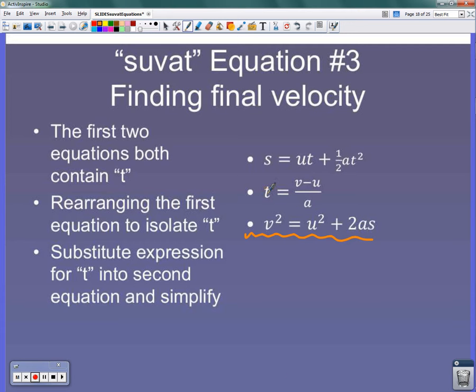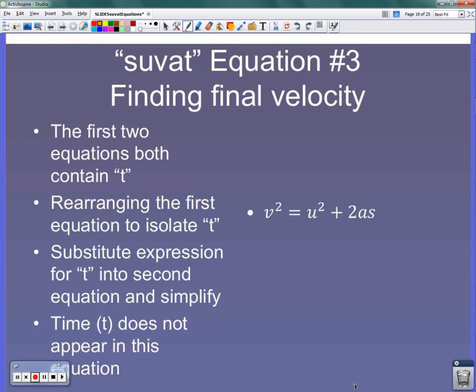Notice what happened. In substituting this expression for t into here and into here, that gets rid of t in this equation here. Right? So t doesn't appear in that equation at all. So now we have a third equation that relates the descriptors of motion, but again, we're missing one of the ones that we stated on the original slide.